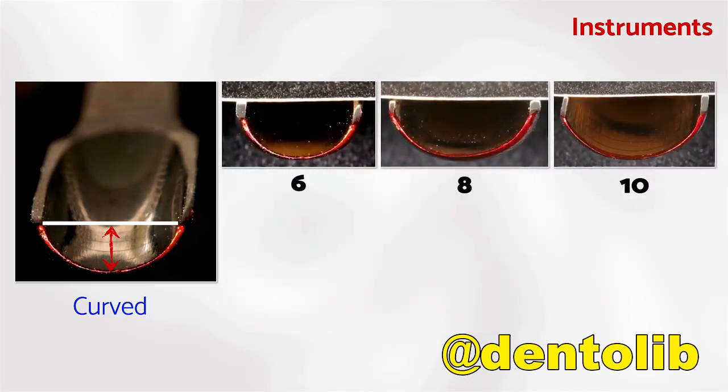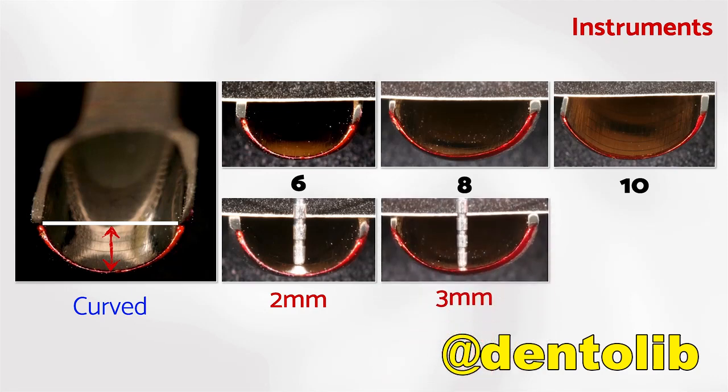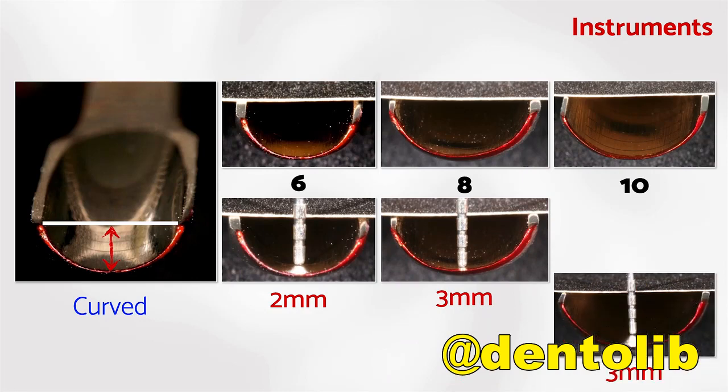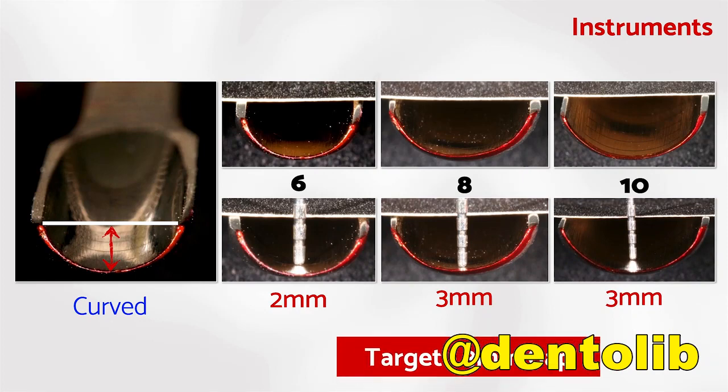But pay attention, number 6, 8, and 10 millimeters wide, the curved ones. Let's take a look at the height of this active part of this tool. In number 6, we have 2 millimeters height. Number 8, we have 3 millimeters height. And number 10, we have, again, 3 millimeters height. What does it mean? Remember, our target will be to take bone around 3 millimeters in thickness.